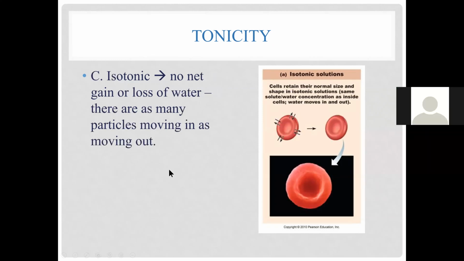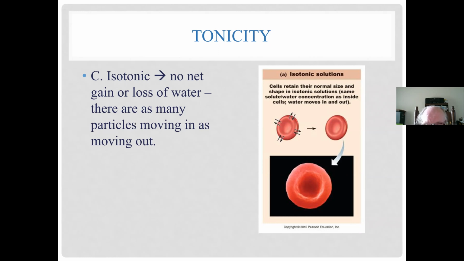This is an isotonic solution. No net water gain. Now, water's going to go back and forth, okay? We have equilibrium. That means things are moving back and forth, but there's no net gain. So we put these red blood cells in a 0.9% normal saline solution. You don't have to remember that. 0.9% sodium chloride solution is called normal saline, okay?